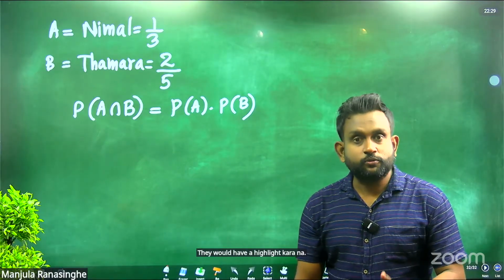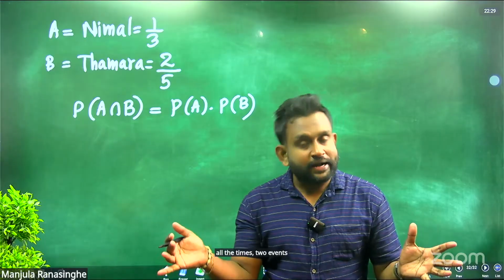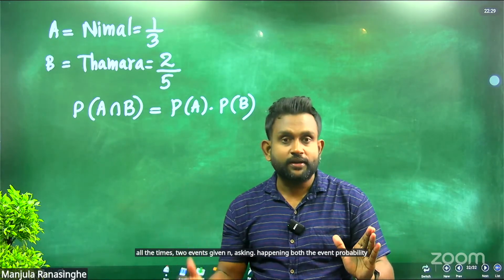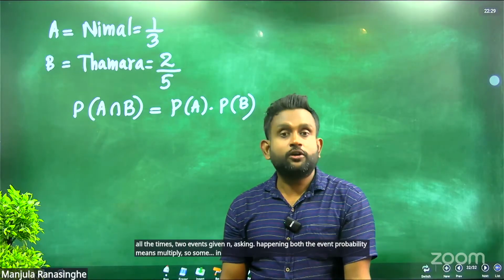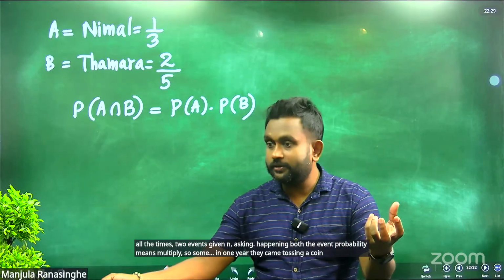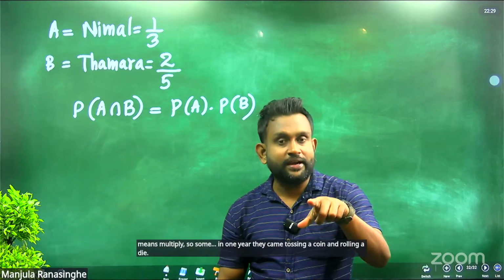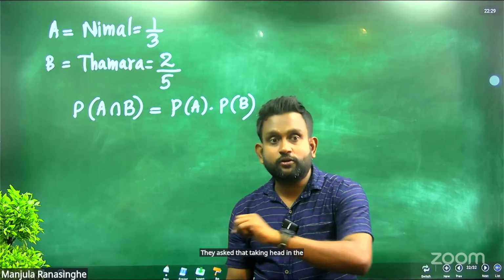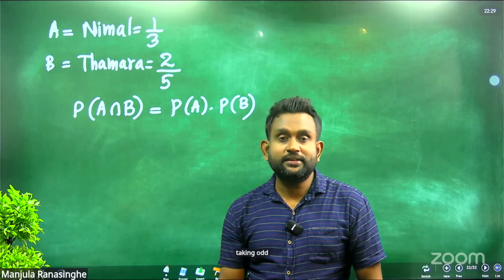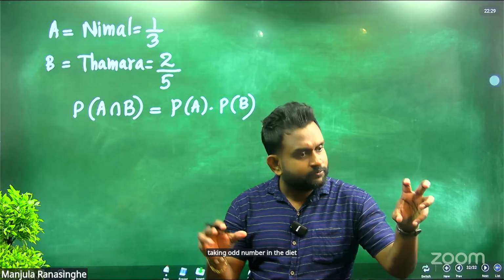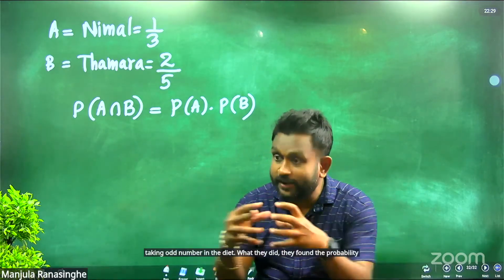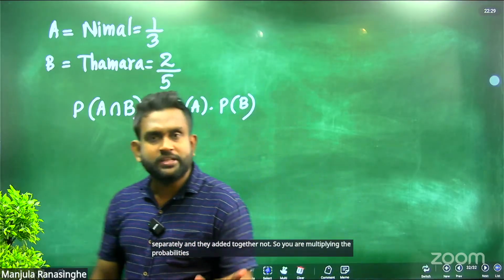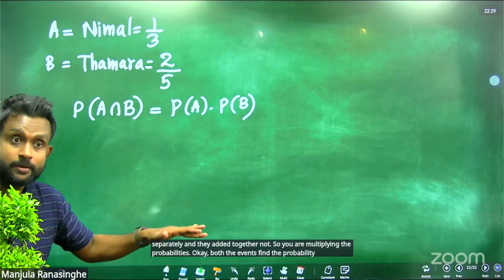All the time, when two events are given and they ask for both events happening, the probability means multiply. So in one year they came with tossing a coin and rolling a die. They asked for taking a head on the coin and taking an odd number on the die. What they did was find the probability separately and add them together, which is wrong. You should multiply the probabilities. Find the probability of both events separately and multiply them.